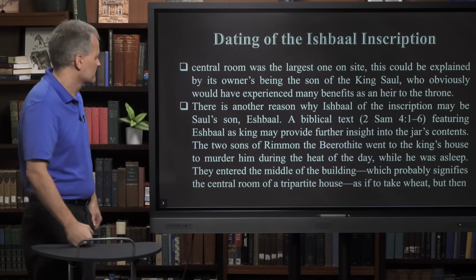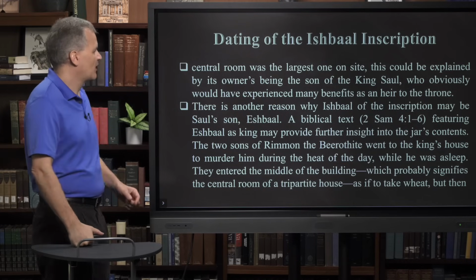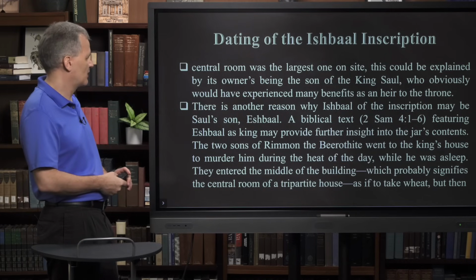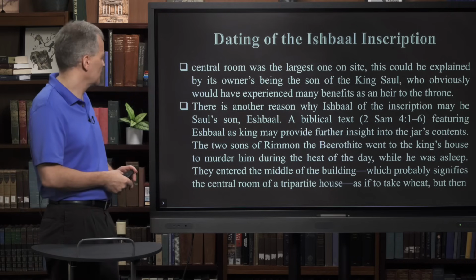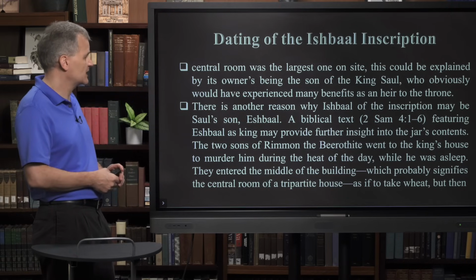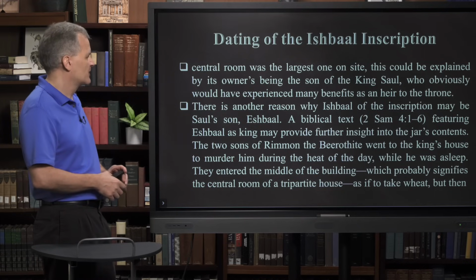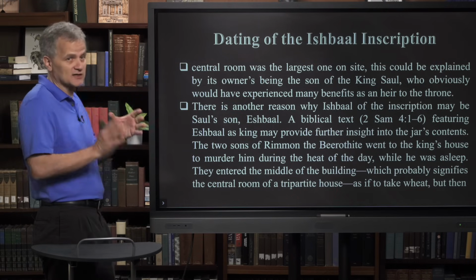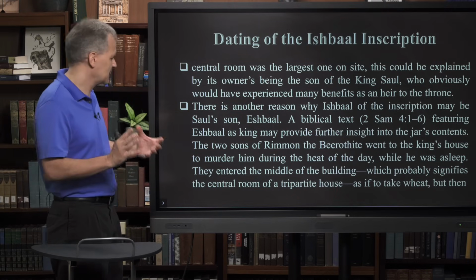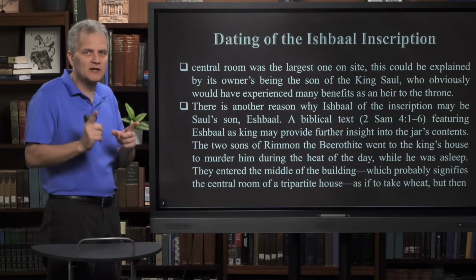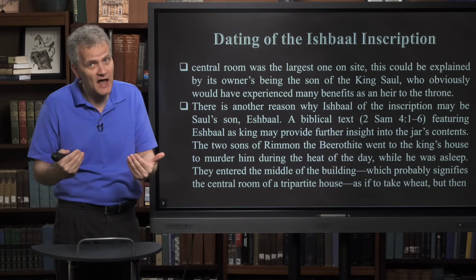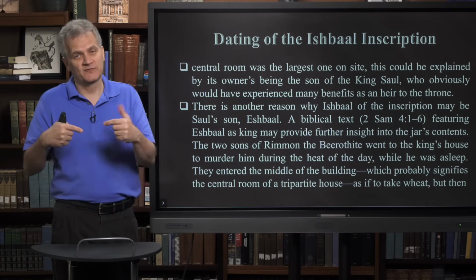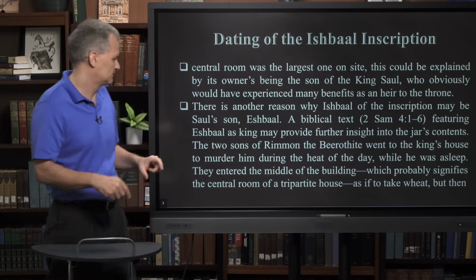There's a way. So yes, there's another reason why Ishbaal of the inscription may be Saul's son, Ishbaal. A biblical text, that's 2 Samuel 4:1-6, and you can read that for yourself, featuring Ishbaal as king, may provide further insight into the jar's contents. The two sons of Rimmon, the Berothite, went to the king's house, that is Ishbaal, we're talking about Ishbaal here, during the heat of the day while he was asleep. Where does he sleep? Do you remember what we've talked about? In which room in a tripartite house? The innermost room. That's the room that's connected to the casemate wall.